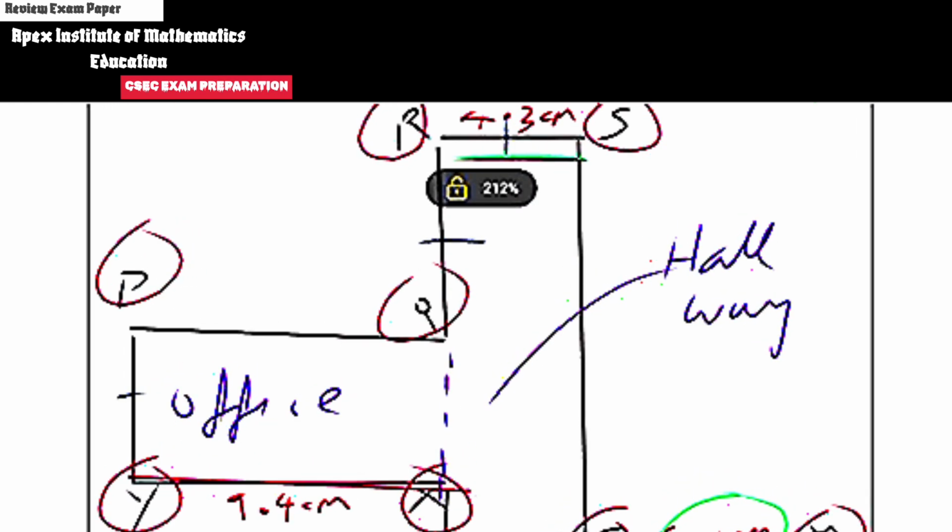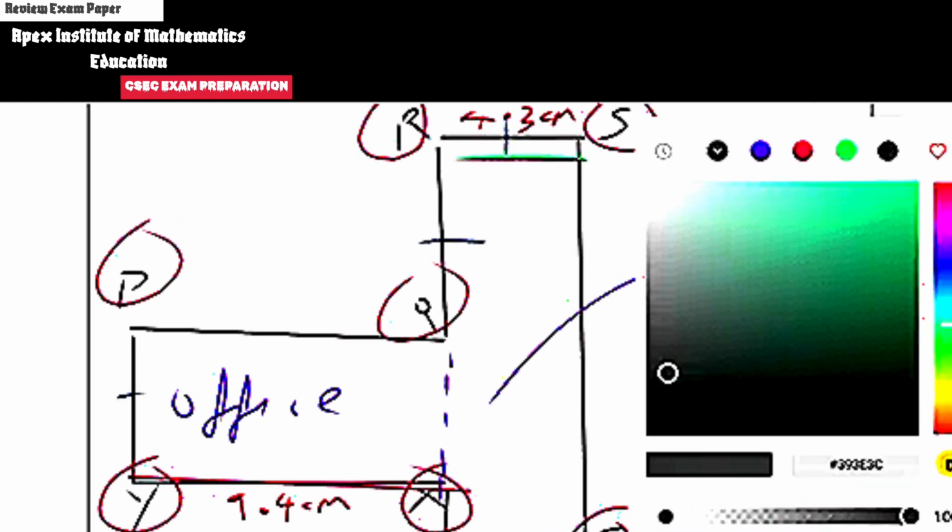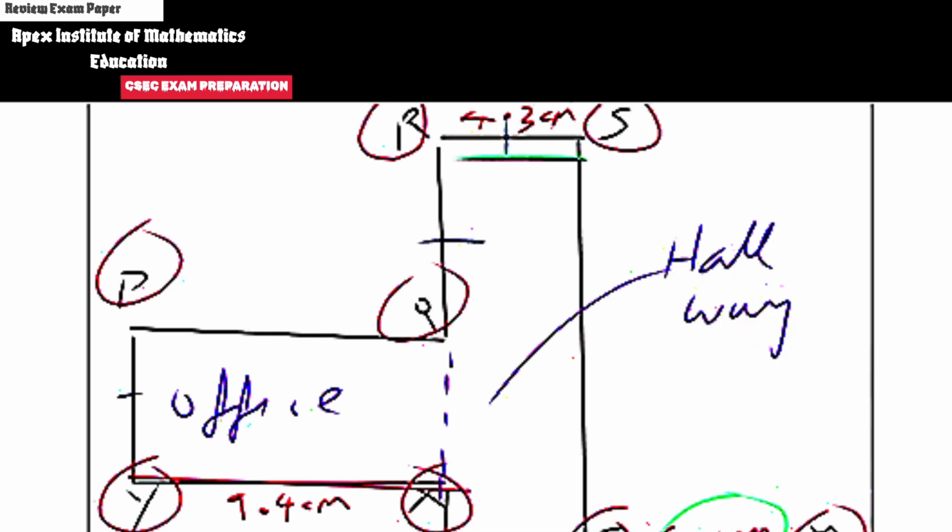So the office, you can see, let me just grab some different color ink here to highlight the sections you need to be looking at. So the length of the office here is 9.4. That's the length. And so the width would obviously be here, but the width is missing.